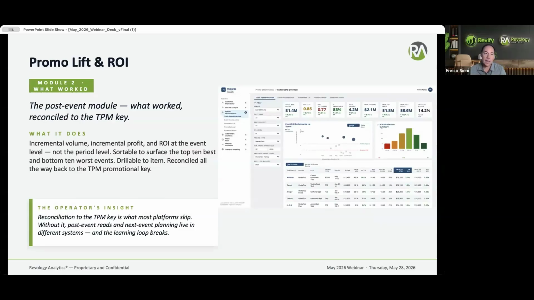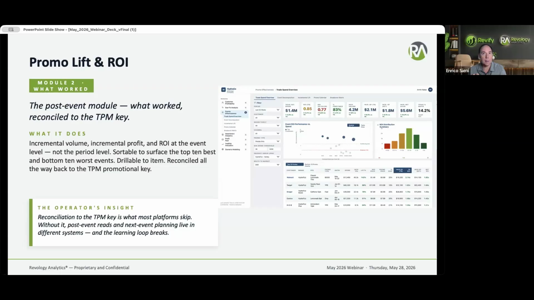The second module is around the promo lift and the return on investment. And this is a post-event module. So what worked in that promotion reconciled back to the trade management key. It gives you the incremental volume, the incremental profit, your ROI at the event level, not at the period level, so that you can sort and pull up what were the best 10 and worst 10 events and drill down to individual items, and again, reconcile it all the way back to that trade promotional key.